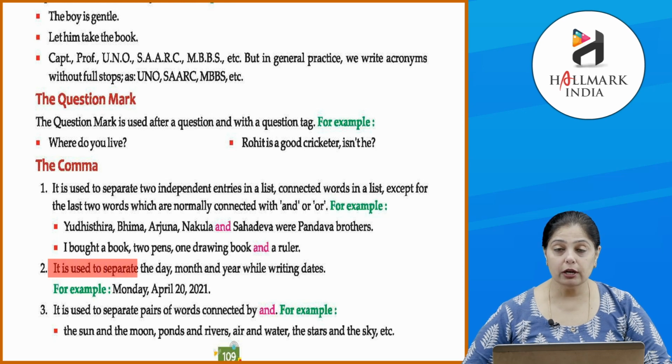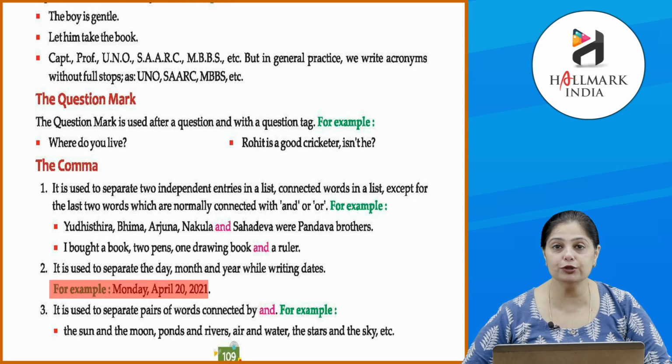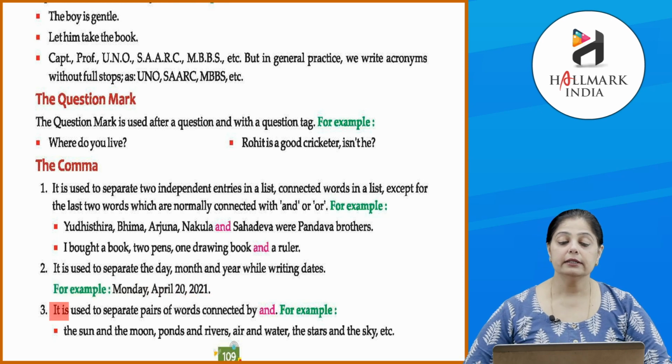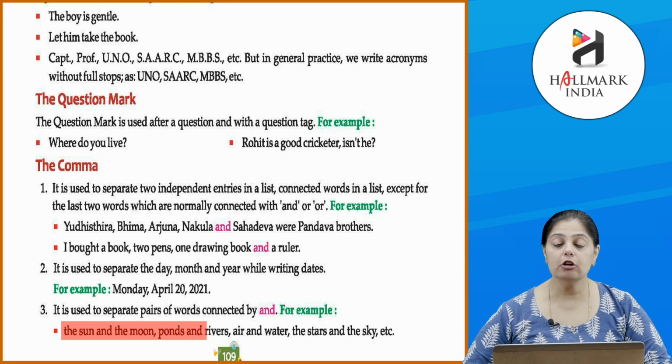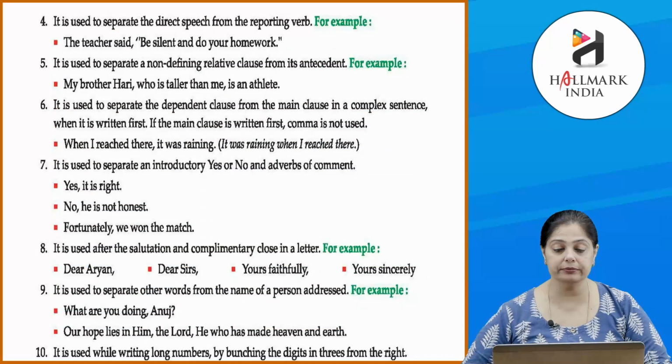Now, comma is used to separate the day, month and year while writing dates. For example, Monday, April 20th, comma, 2021. Third, it is used to separate pairs of words connected by and. For example, the sun and the moon, comma, ponds and rivers, air and water, the stars and the sky, etc.